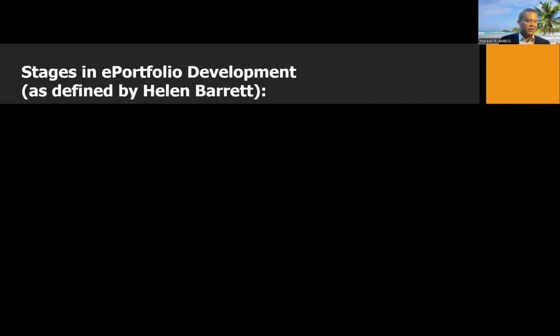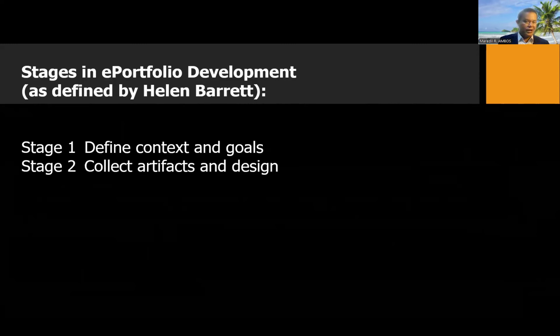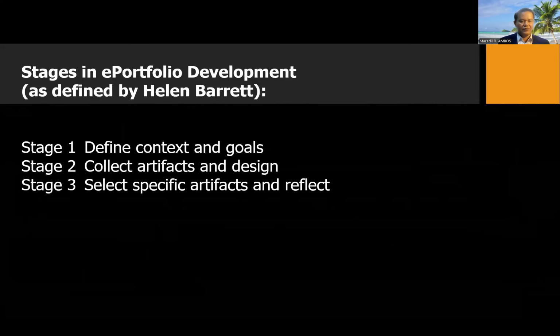We have the stages in making an e-portfolio. Now, our stages in e-portfolio development, according to Barrett: first, we need to define the context and goals. What's our context? We need to consider the context of our students also. What about your goals? You go back to your ELO, intended learning outcomes. Second, we need to collect artifacts and design. There's collection, then selecting specific artifacts and reflection.